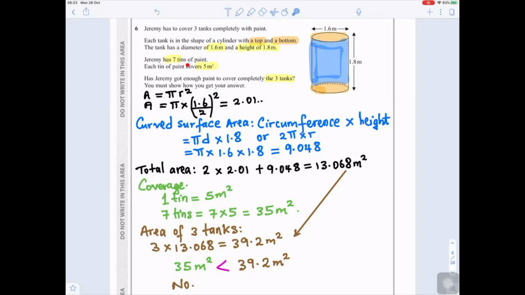Jeremy has 7 tins of paint. Each tin of paint covers 5 meters squared. Has Jeremy got enough paint to cover completely the 3 tanks? You must show how you get your answer. So to start this type of question, I need to show you the formula to find the area of a circle and to find the curved surface area of a cylinder.